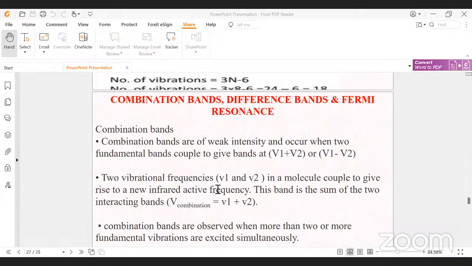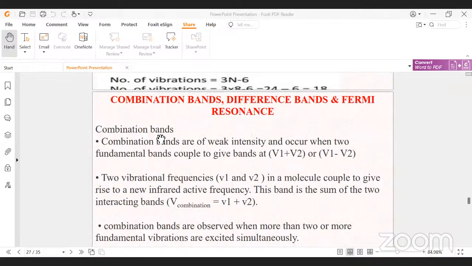Next are combination bands, difference bands and Fermi resonance. Fermi resonance is important for your short questions. What are combination bands? Let us discuss. Combination bands are of weak intensity and occur when two fundamental bands couple to give bands at V1 plus V2 or V1 minus V2.